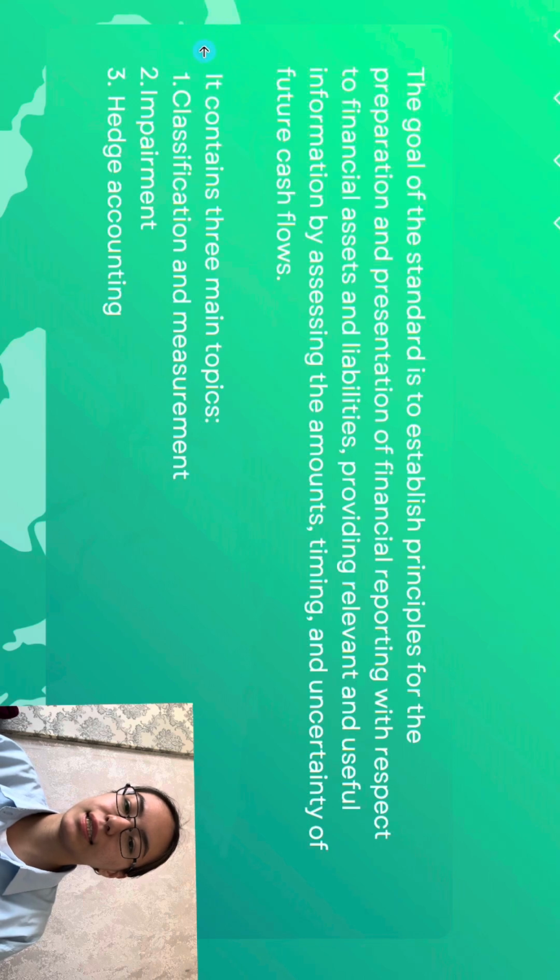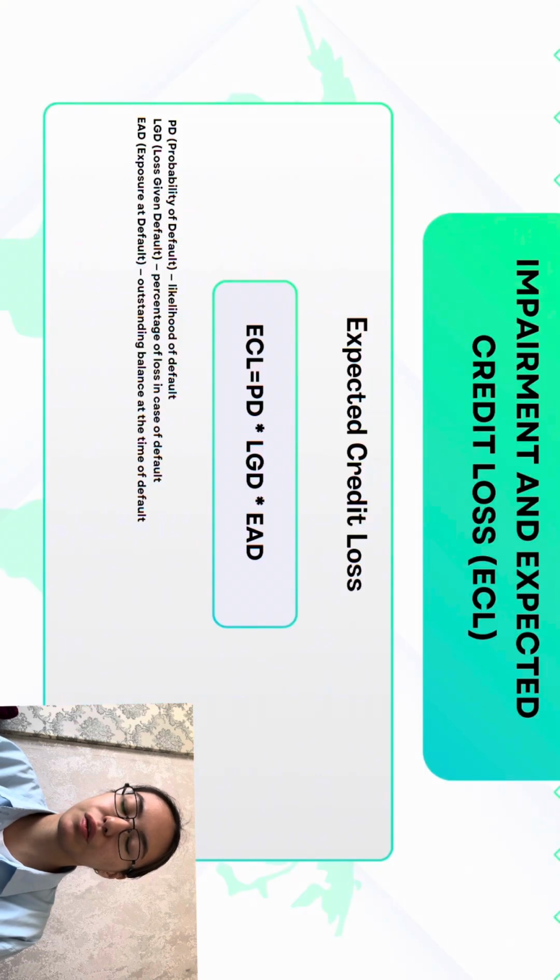The standard consists of 3 main blocks: classification and measurement, impairment, and hedge accounting. I will be working with the impairment part of the standard and more specifically with the expected credit loss model. The difference between IFRS 9 and the IAS 39 is that IFRS 9 uses the expected credit loss model, while the previous standard uses the incurred loss model.